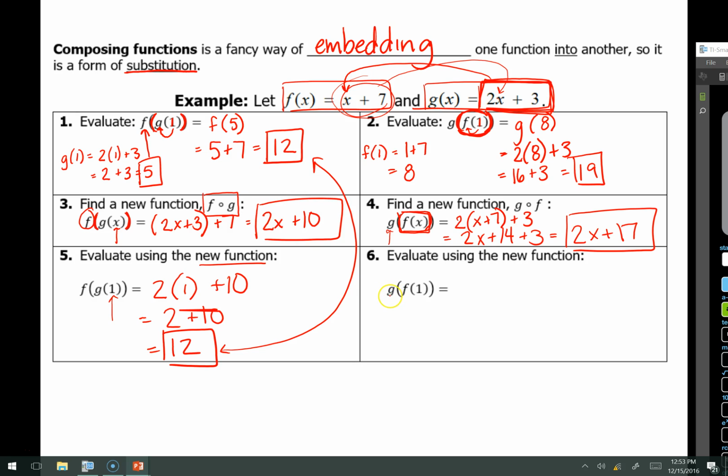Let's find g composed with f, evaluating it at 1, using this new function. So that's 2 times our x value, which is 1, plus 17. 2 times 1 is 2. 2 plus 17 is 19. Again, we got the same thing that we got up here when we evaluated g of f of 1.